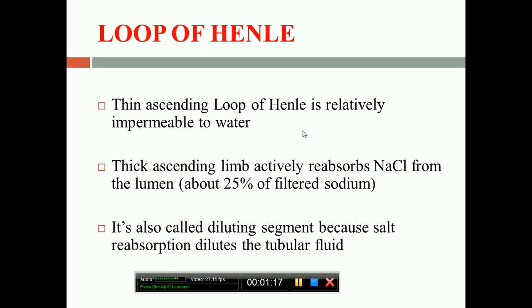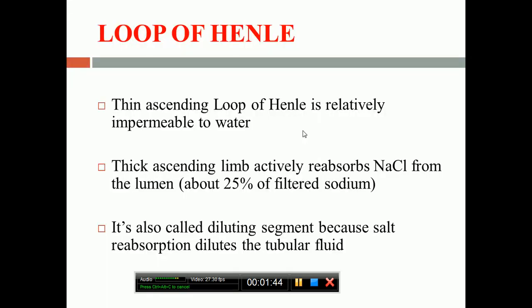So what is the basic difference between all these segments, the thin descending and the thick ascending? It has a functional difference. Because the thin descending limb of loop of Henle has leaky tight junctions. So these junctions allow water to leave by passive diffusion, as the tubule segment enters a hypertonic renal medulla.